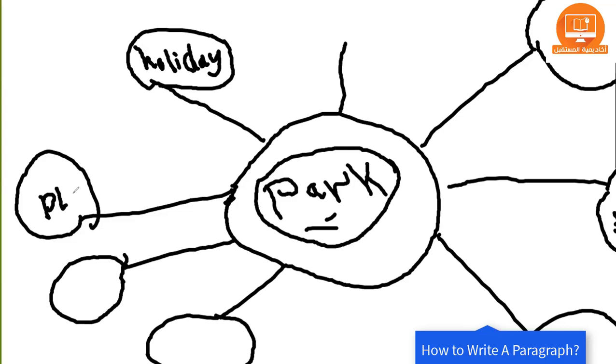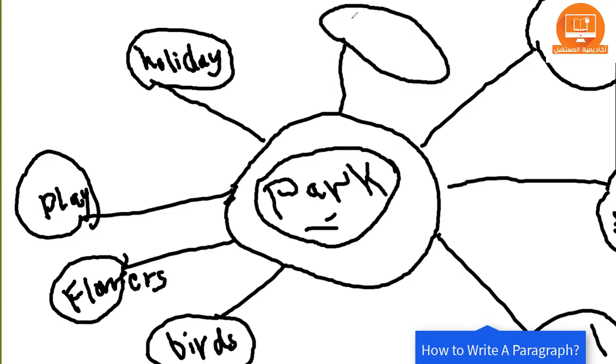So you can say I play with my family or I play with my brother. I see flowers and trees, so you write here flowers. You say I see the birds fly. The weather is cool. And you can say I eat sandwiches there. So when you write a paragraph, I want you to do something like this draft. You can take a screenshot if you want to remember, or you can just draw it.